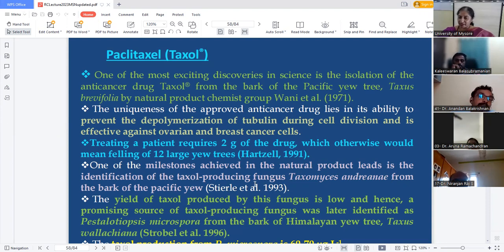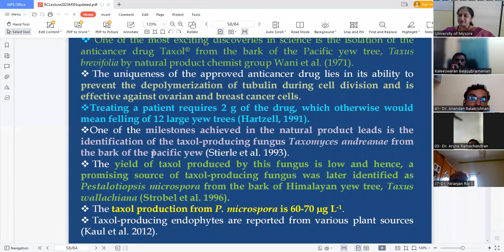Now the milestone was achieved when one of Gary Strobel's students, Andrea Stierle, identified this unique fungus Taxomyces andreanae from the bark of the Pacific yew by isolating and plating them. But the drawback of this fungus was the low production of taxol, and therefore the focus was shifted from Taxomyces andreanae to another fungus of the rainforest. It's known as Pestalotiopsis species.